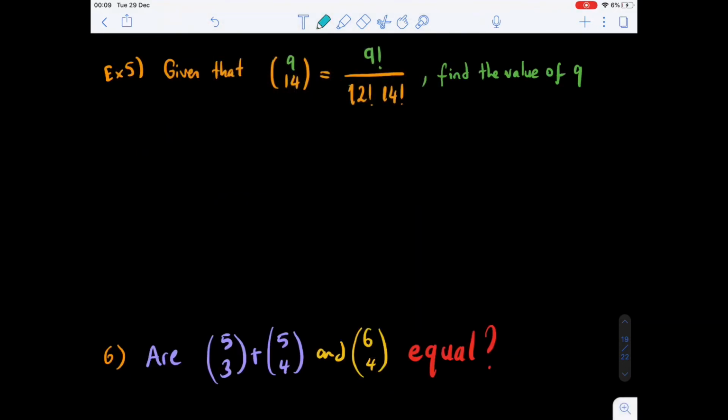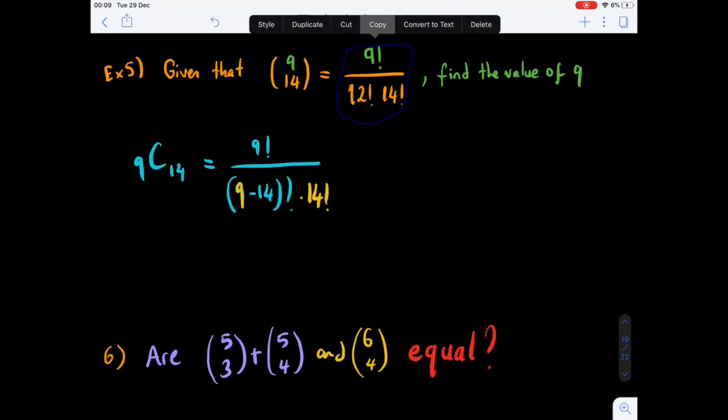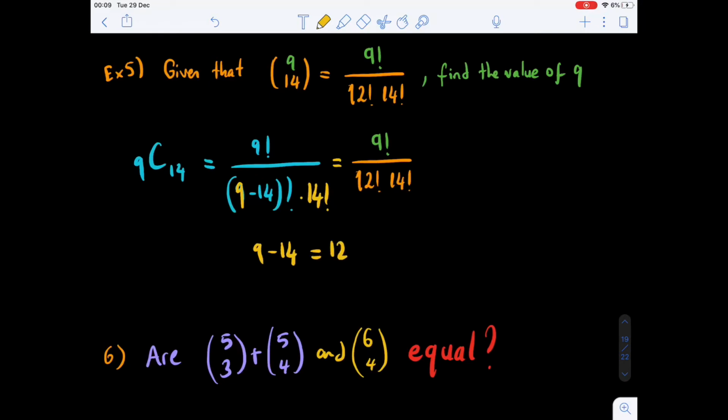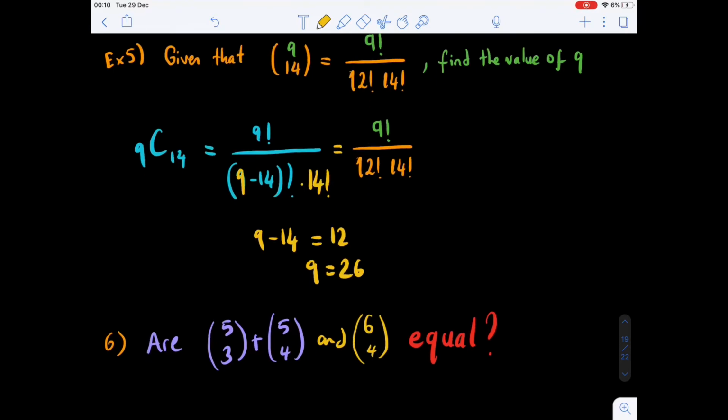Now q choose 14. So I'm going to write here q choose 14. On the other side, what we have here is q factorial over q minus 14 factorial times 14 factorial equals what? I'm going to copy this and paste here: equals q factorial over 12 factorial times 14 factorial. So q minus 14 equals 12. q is 26.